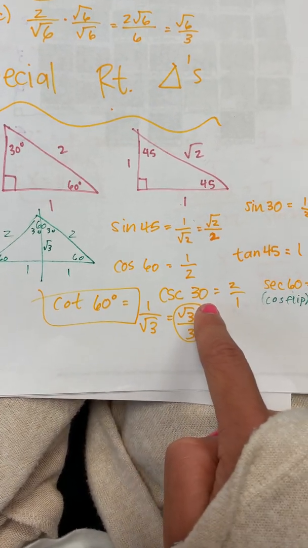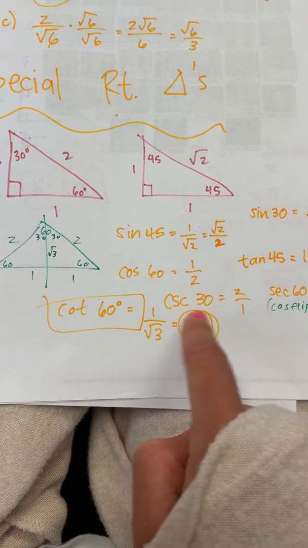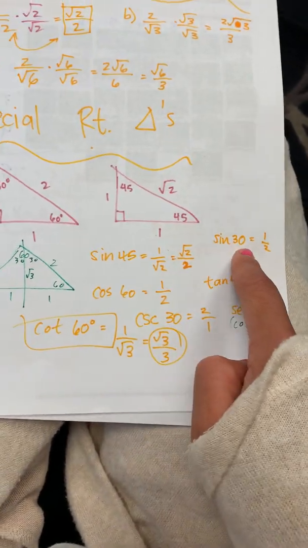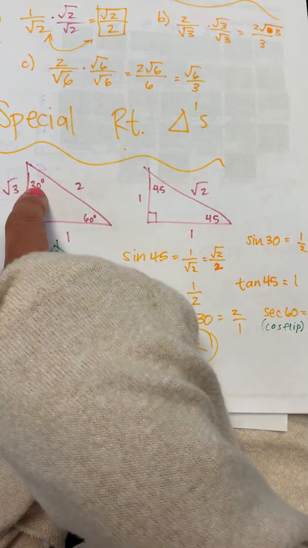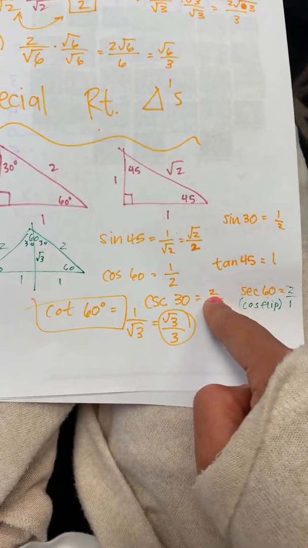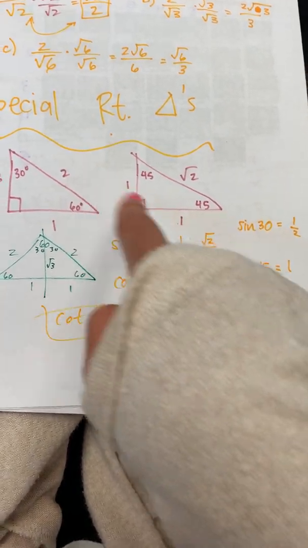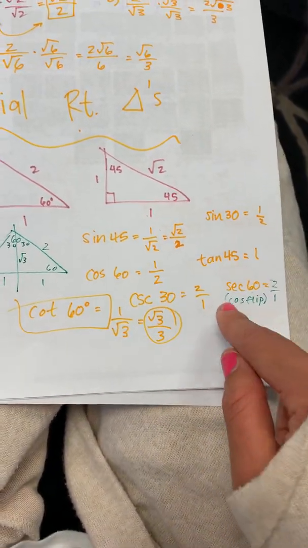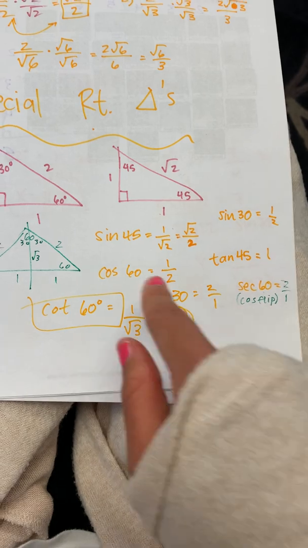Cosecant of 30, that's the flip of the sine. So sine of 30, opposite over hypotenuse, is 1/2. Cosecant would be 2 over 1. Tangent of 45, you can use either one. Opposite over adjacent, 1. Secant of 60 would be the cosine flip. So we flip that guy.